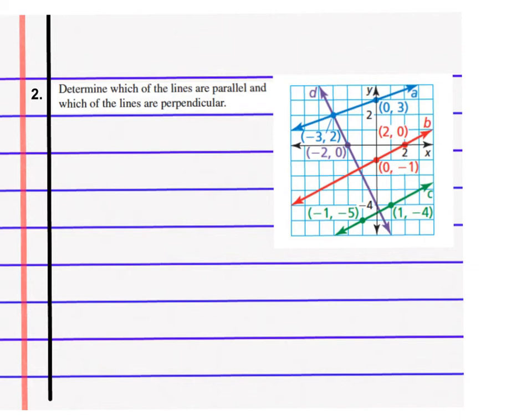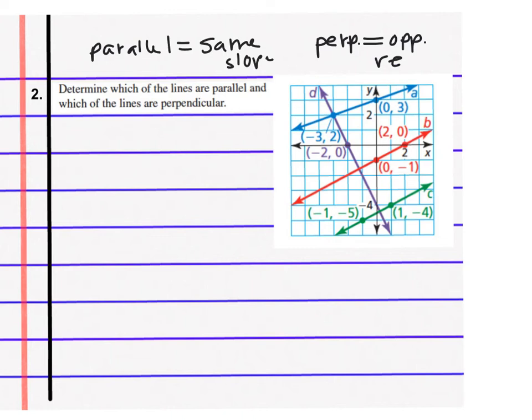All right, example 2. We just sketch the graph, and we're going to determine which of the lines are parallel and which of the lines are perpendicular. Just to remind you, parallel lines have the same slope. Perpendicular lines have negative or opposite reciprocals, something like positive 2/3 and negative 3/2. So we need to find the slope of everything.